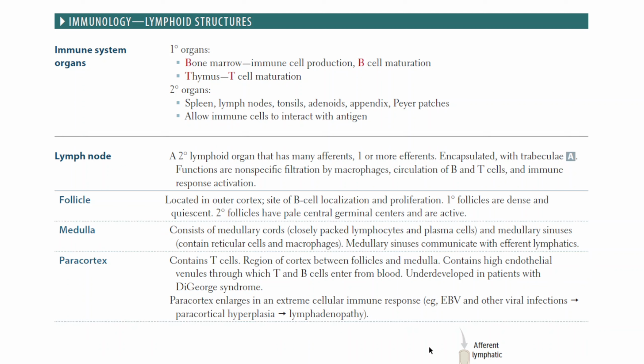The second group of organs in the immune system is the spleen, the lymph nodes, the tonsils, the adenoids, the appendix, and Peyer's patches. All of them allow the immune cells to interact with antigens. Any antigen, whether a bacteria or a virus, interacts with the immune system in all those organs.